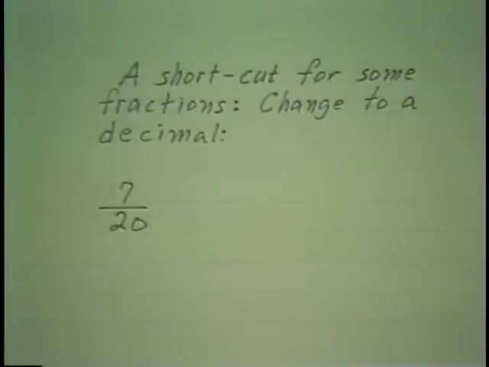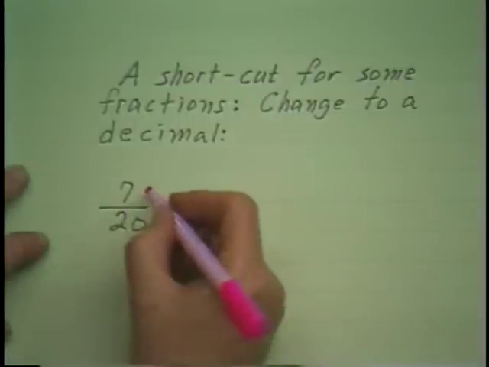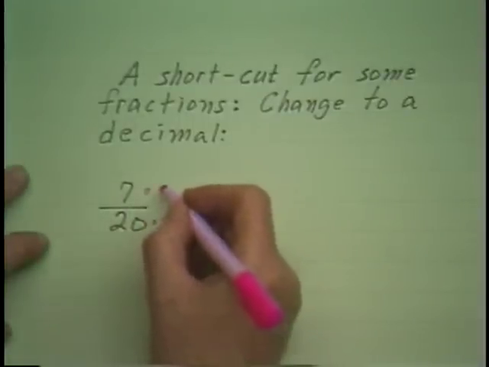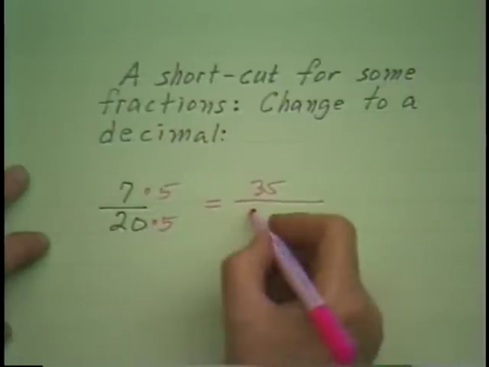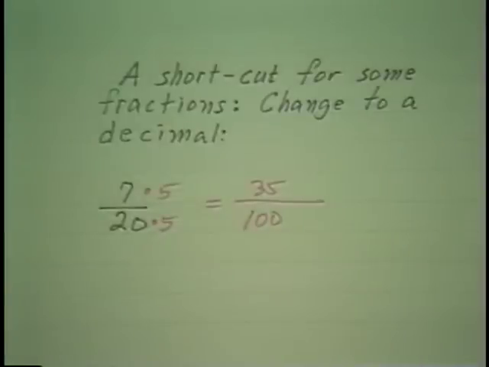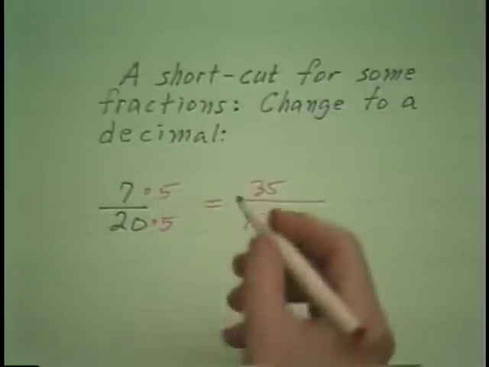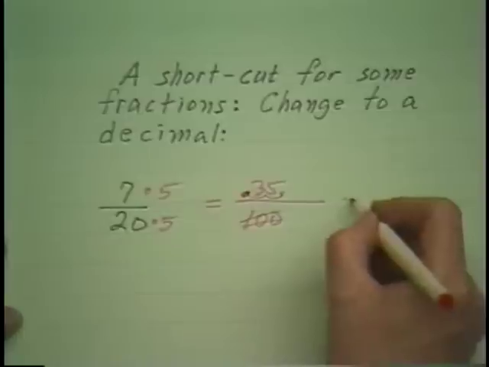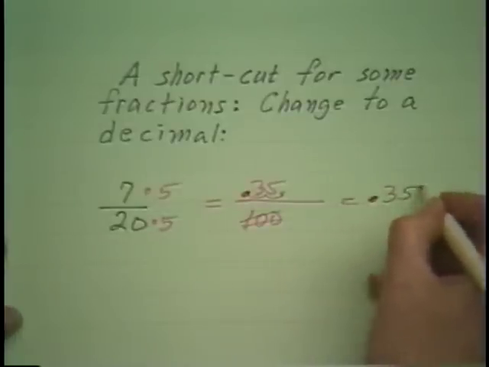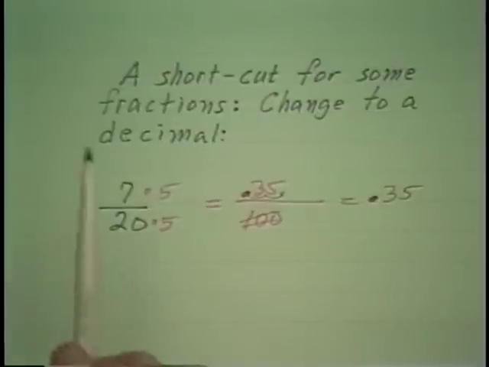Here's a rather cute shortcut for some fractions. Let's say we wish to change this one into a decimal. But first note, if I were to multiply top and bottom by 5, the top, of course, becomes 35, and the bottom becomes 100, a power of 10. Then in that case, recall back a couple of lessons, I can simply make the top smaller by 2 decimal places, or 0.35. And sure enough, if you divide 7 by 20, it comes out to be 0.35.